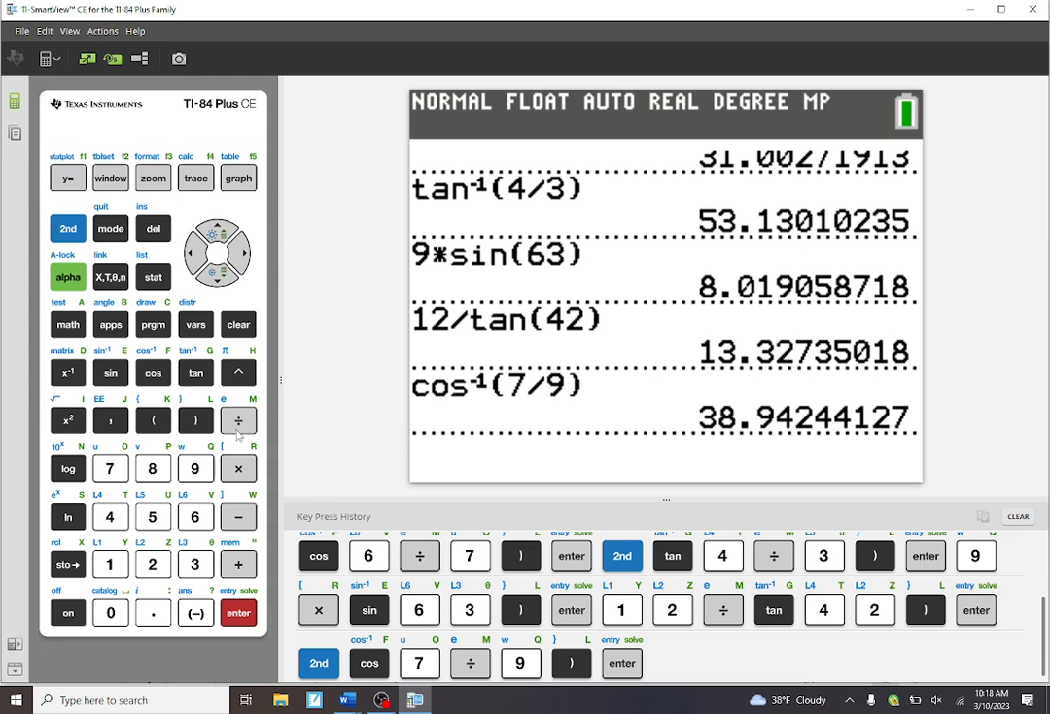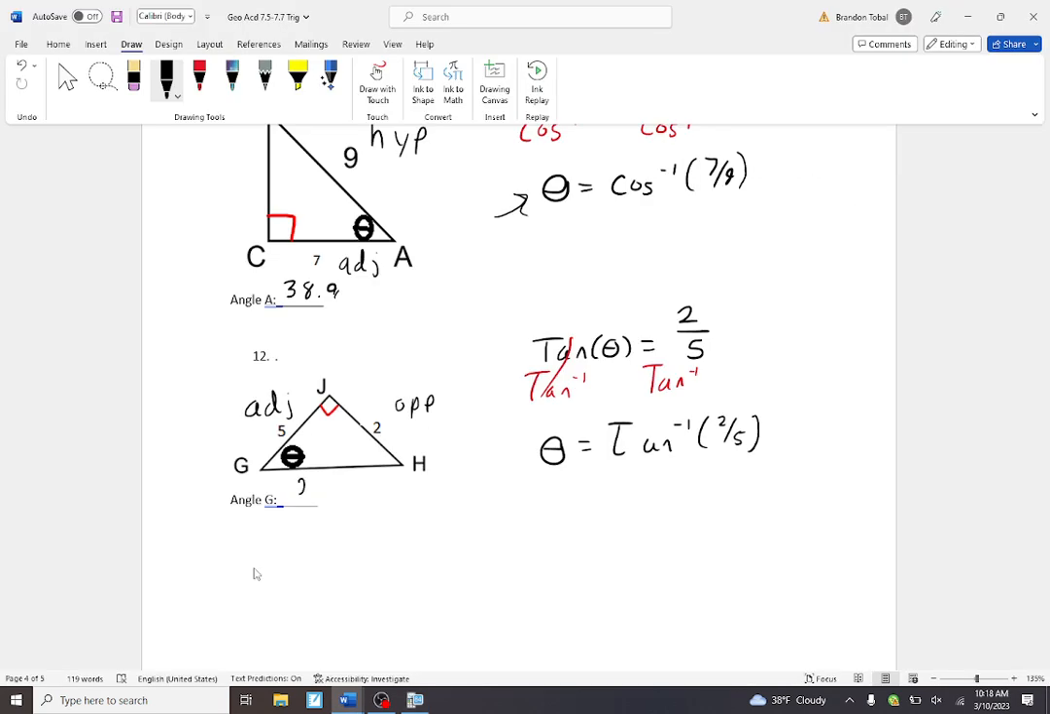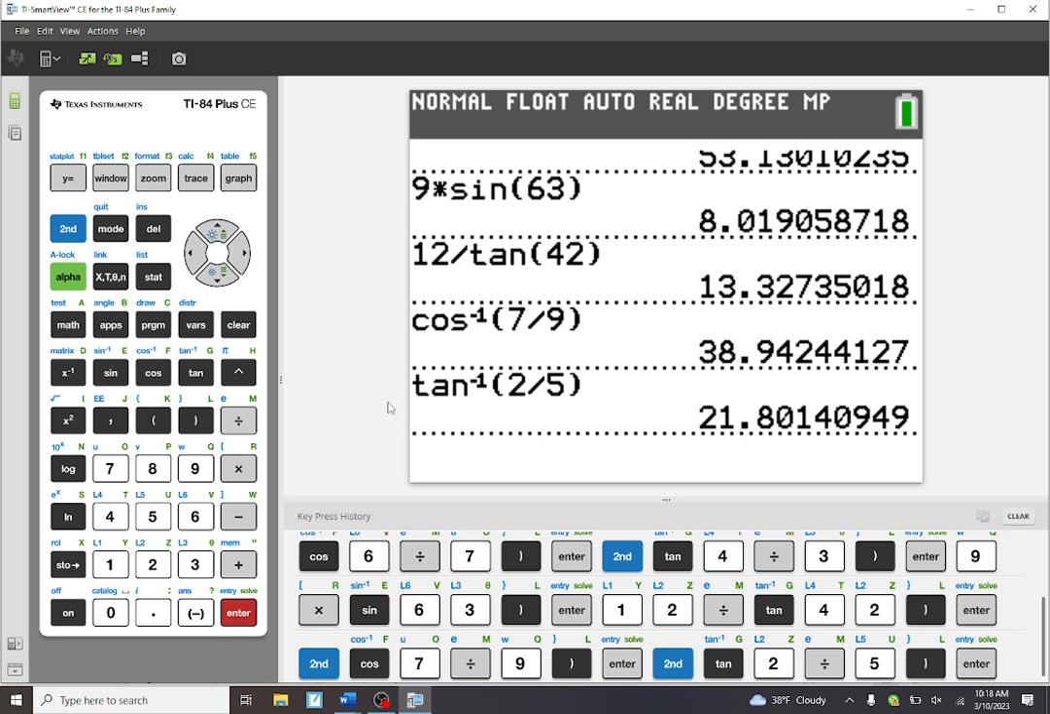Let me just plug it in for the calculator. It's 21.8. How did you get the -1? Second tan. So you click the blue button first and it'll make all the negative versions. This is 21.8. Yes.